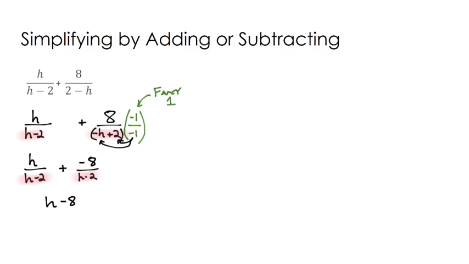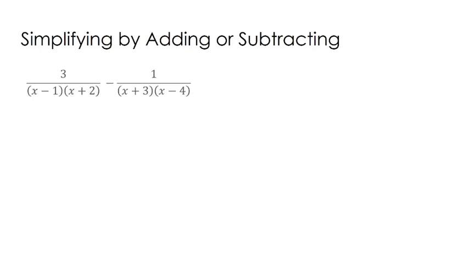H plus negative 8 is just that. And then our denominator is h minus 2. There is the simplified version. Let's do another one.